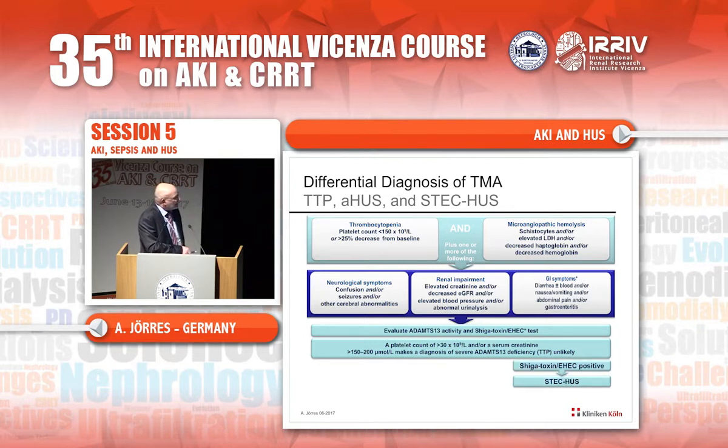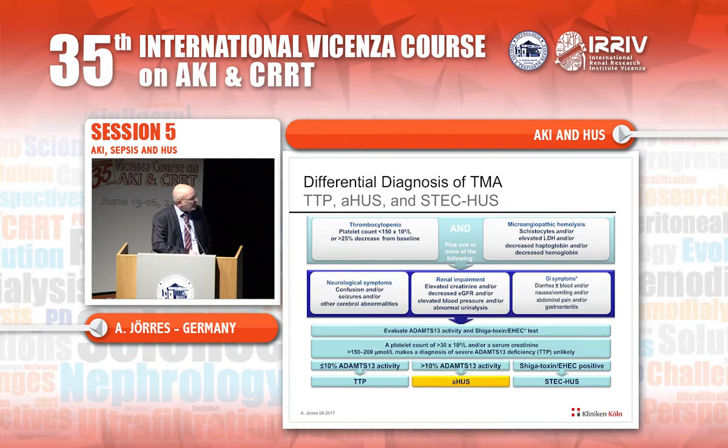However, if the patient is proven Shiga toxin positive, then the diagnosis of STEC-HUS is highly likely. If you have a very reduced, lower than 10% activity of the proteinase, the diagnosis of TTP can be made. And if this is not true and the patient has still above 10% ADAMTS13 activity, then the diagnosis of atypical HUS can be made.